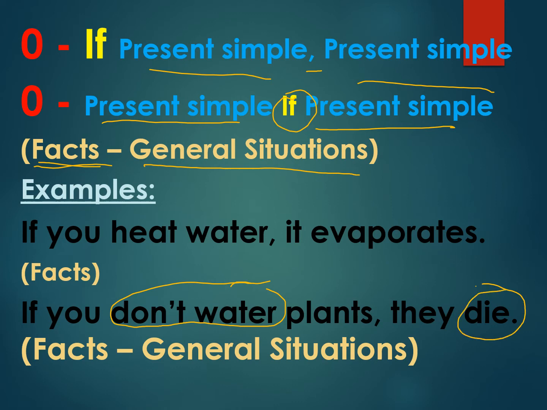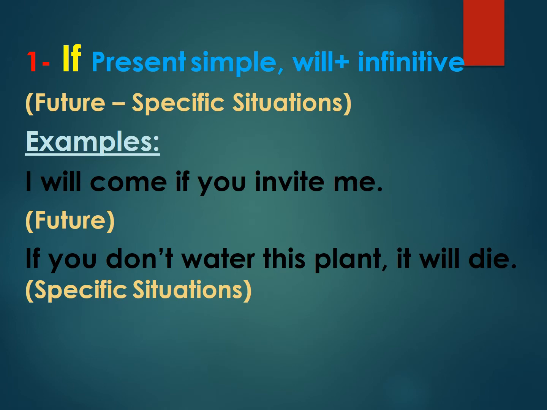Let's see the second rule, which is the first conditional. If present simple, will plus infinitive, which is future simple. Okay, we use this rule, the first conditional, when we talk about the future, and when we speak about specific situations, not general situations. Like when I say if you don't water plants, they die. This is a general situation. I speak generally. Okay, but let's see the specific situation and speaking about the future.